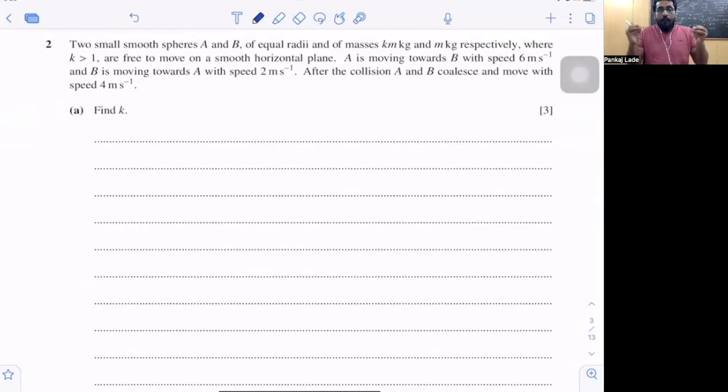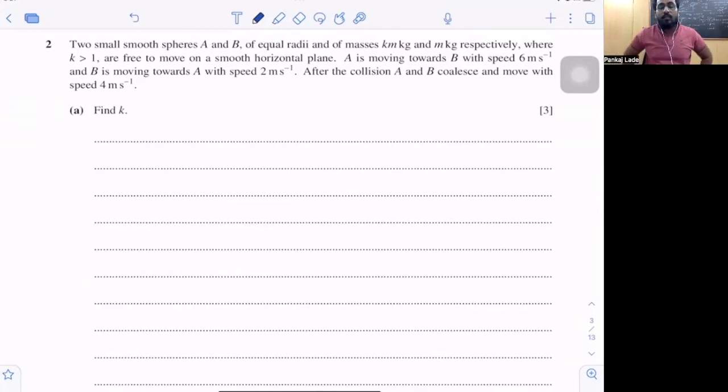So A and B are moving towards each other. A is moving faster, its speed is 6 meter per second, and B is moving towards A with a speed of 2 meter per second. Now after collision, they coalesce and move with the same speed of 4 meter per second. So they unite with each other and then move in one direction with a speed of 4 meter per second. Now it's a clear indication that A is heavier. A is moving with a speed of 6 meter per second, which is more than the speed of B, and B is lighter also.